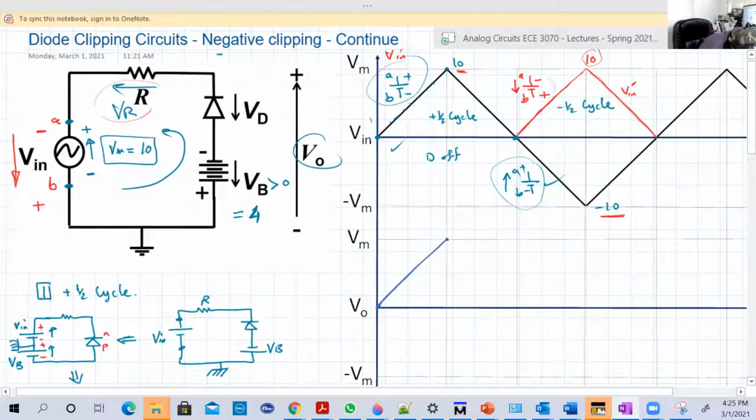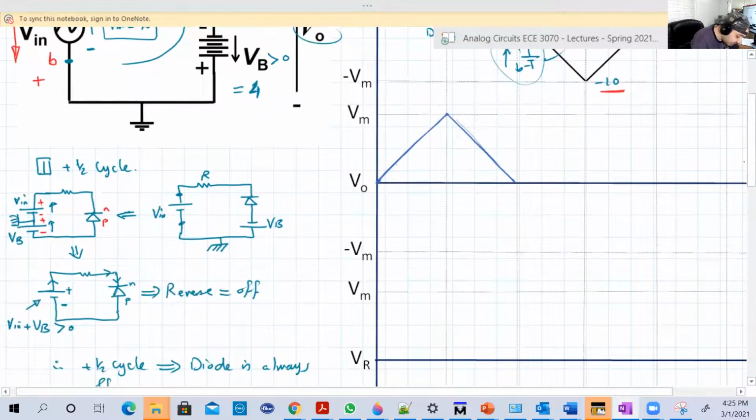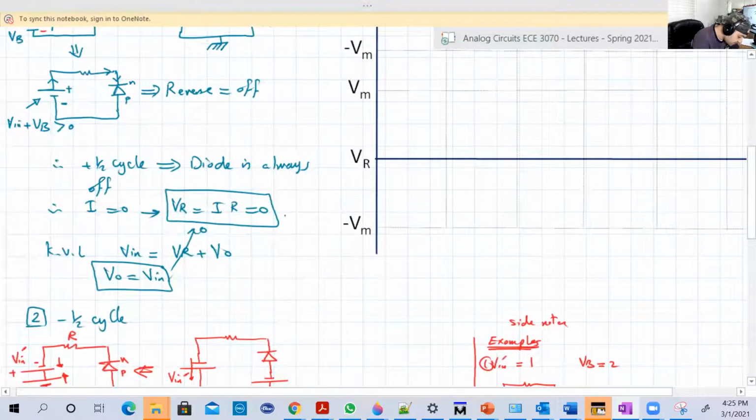So just copy and paste that signal here, because we discovered that during the positive half cycle, V out is equal to V input. And again, during the positive half cycle, VR is 0. So let's go with green. So this is the positive half cycle. Just draw 0 like this. Good.